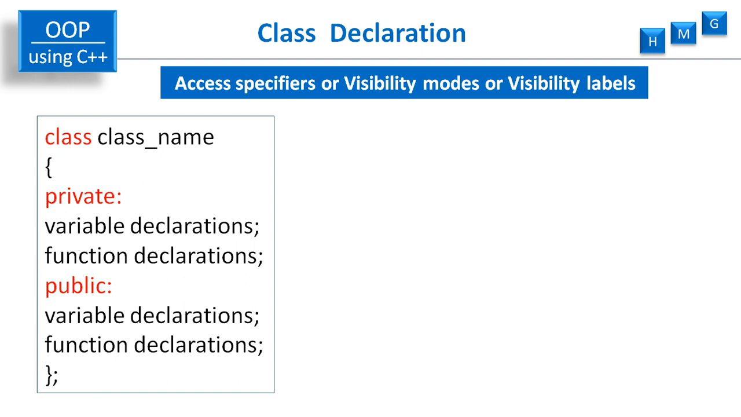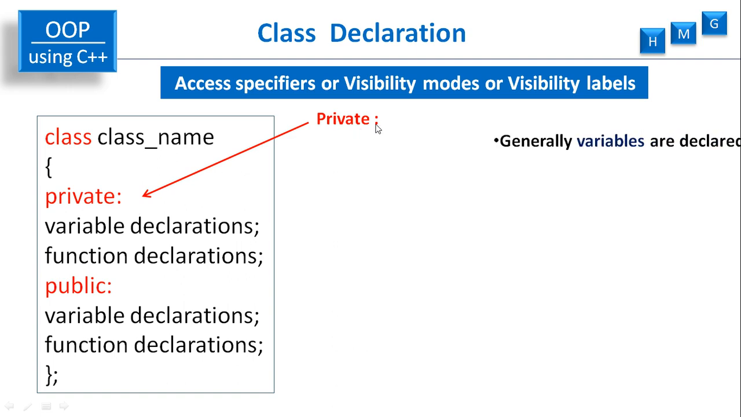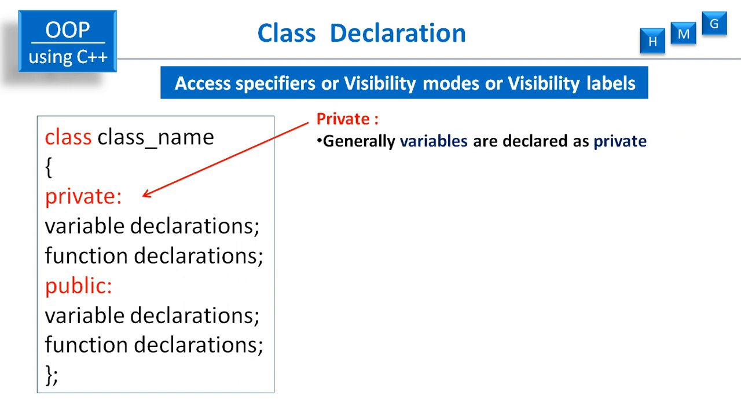So first, private access specifier or private visibility mode, which is the first part of our class. Generally, variables are declared as private. Thus, these variables are known as private data members. So whatever the variables declared are known as data members, and the data members in the private section are known as private data members.